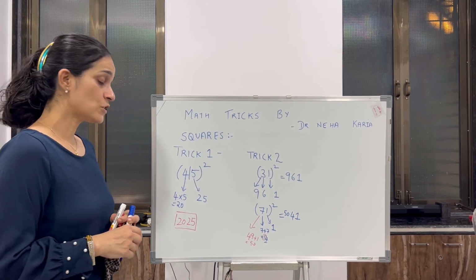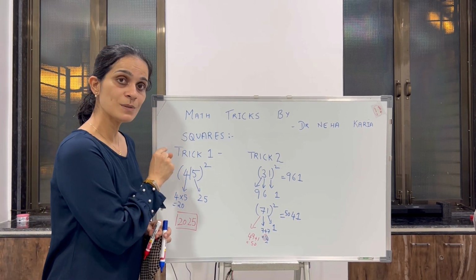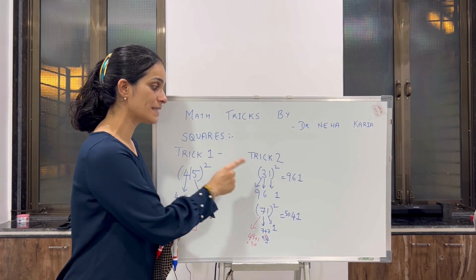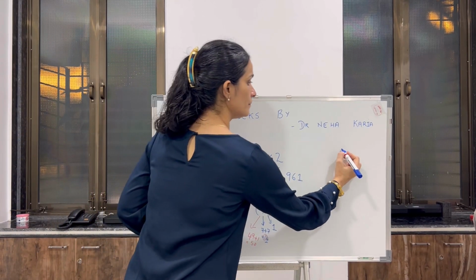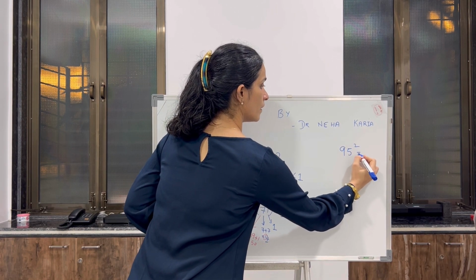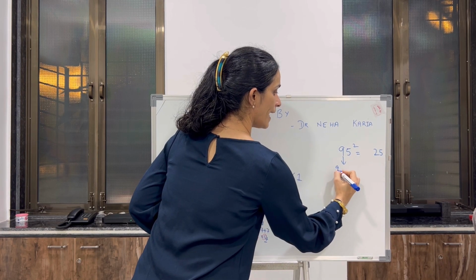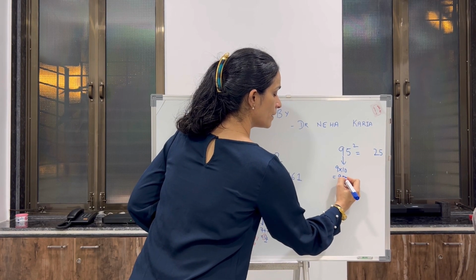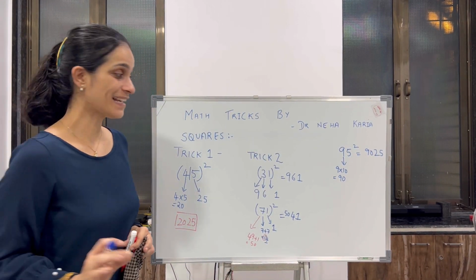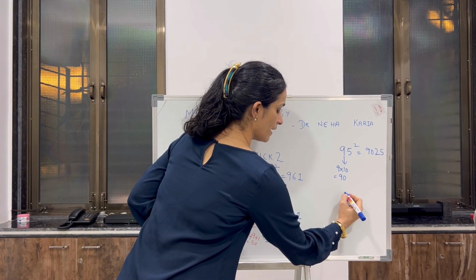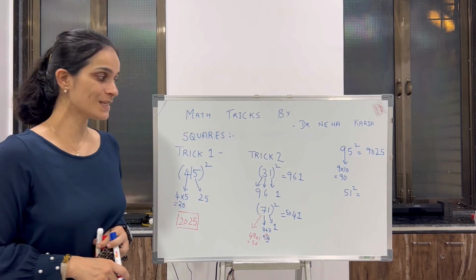Alright, let's do a quick recap of the 2 tricks we have studied. To find the squares of numbers ending with 5 and to find the squares of numbers ending with 1. First step, numbers ending with 5. We have to write 25 in the answer and 9 multiplied by its next number, which is 90. Just look at the number and you get the answer. Next, 51 square. Find the squares of numbers ending with 1.